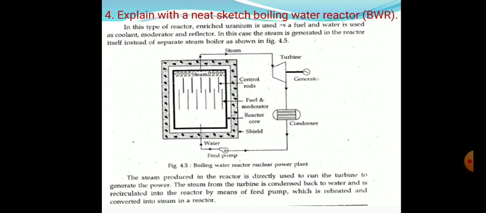The steam produced in the reactor is directly used to run the turbine to generate the power. The steam from the turbine is condensed back to the water and is recirculated into the reactor by means of the feed pump, which is reheated and converted into steam in a reactor.